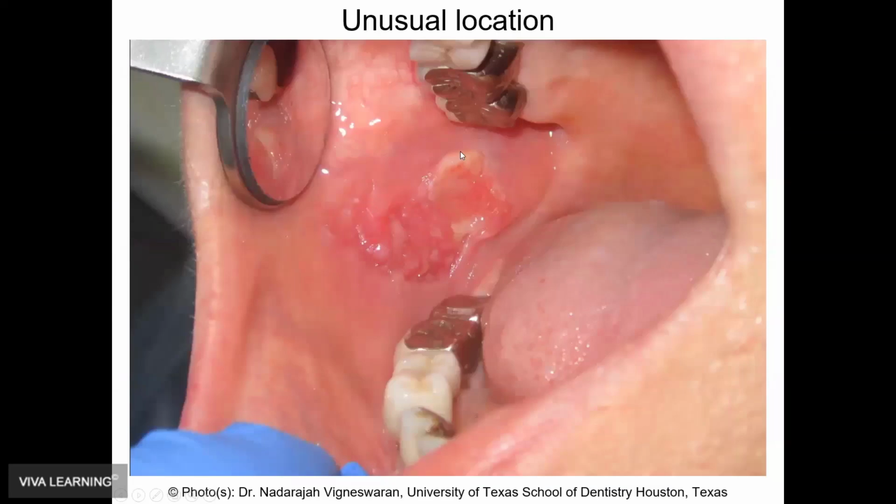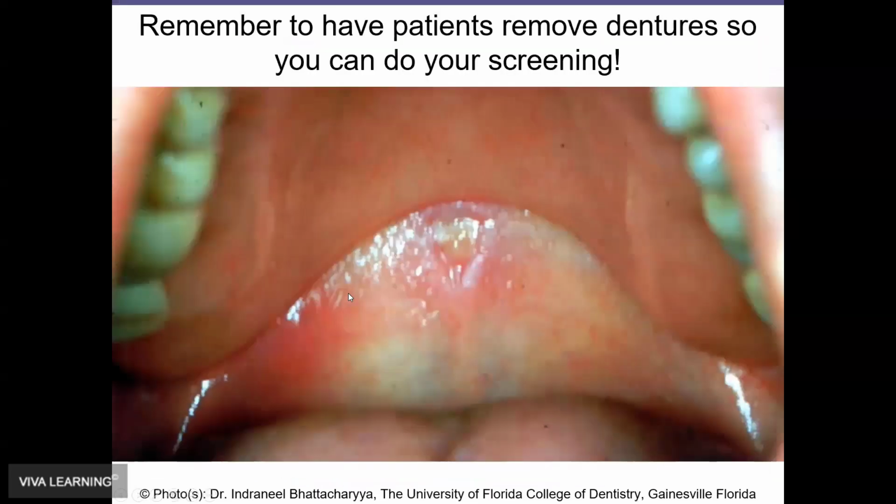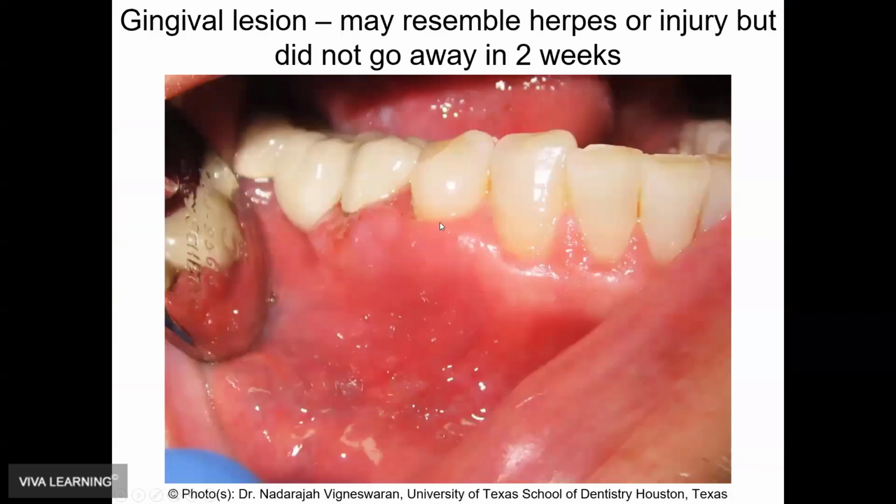Here is a cancer in an unusual location, very sharply demarcated. Remember to have your patient remove their dentures. This was a squamous cell carcinoma. You can see the rolled borders. So the rolled borders means the malignancy has dove into the tissue and is now moving laterally and pushing up those borders.